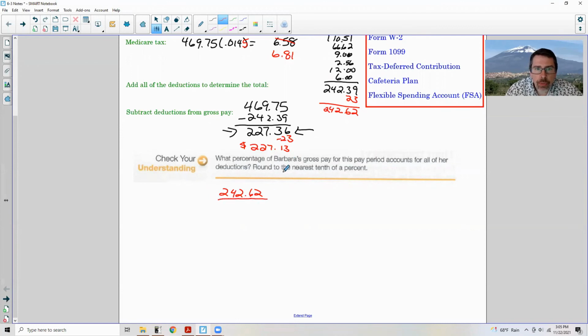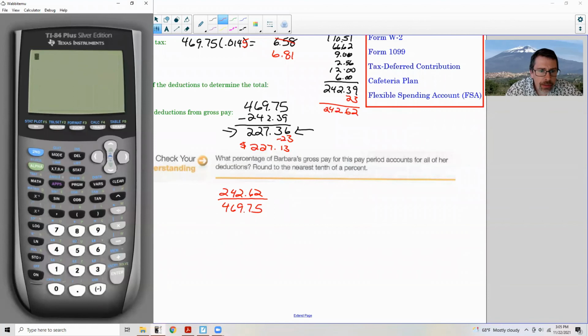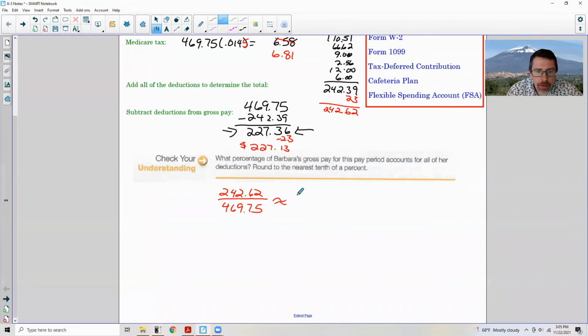And her total pay was $469.75. So you just put that in your calculator and you get the answer. 242.62 divided by the total gross pay, 469.75, enter, and you get approximately 0.51648, or what's it say, round to the nearest 0.1%. So it's 51.6%. That's a lot, okay? 51.6%.